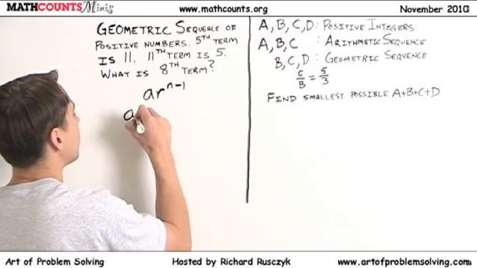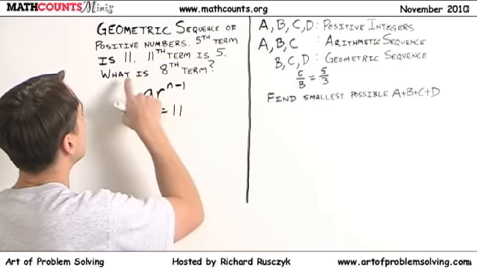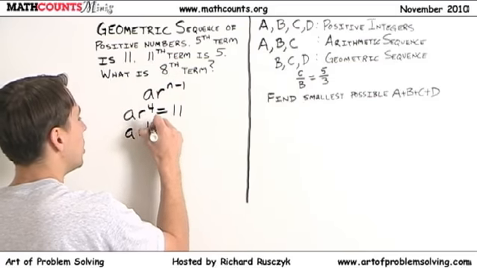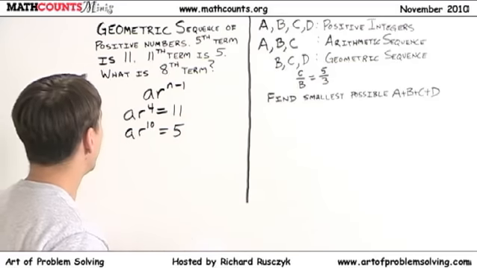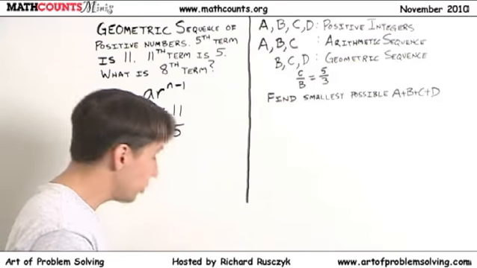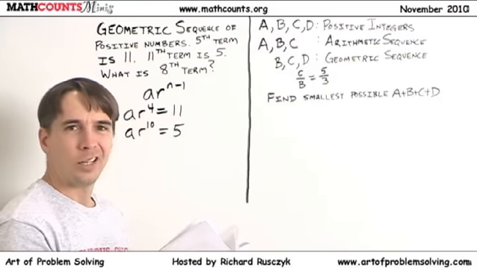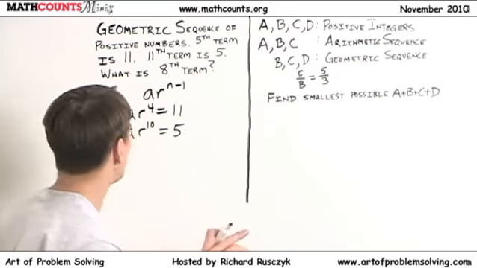Put the 5 in for n, a times r to the 4th. We know that that is 11, and we know that the 11th term is 5. So we put 11 in here. You get a times r to the 10th is 5. And now I have no idea what to do. Formula sheets. Maybe I got formulas for equations like this. I don't have a formula. I don't have a formula. But I do have a trick.